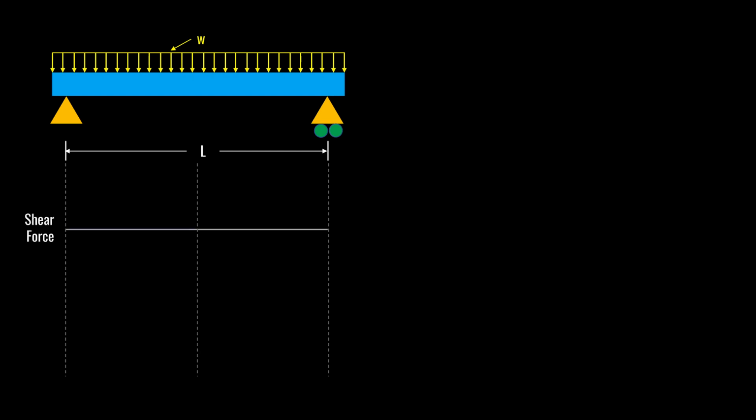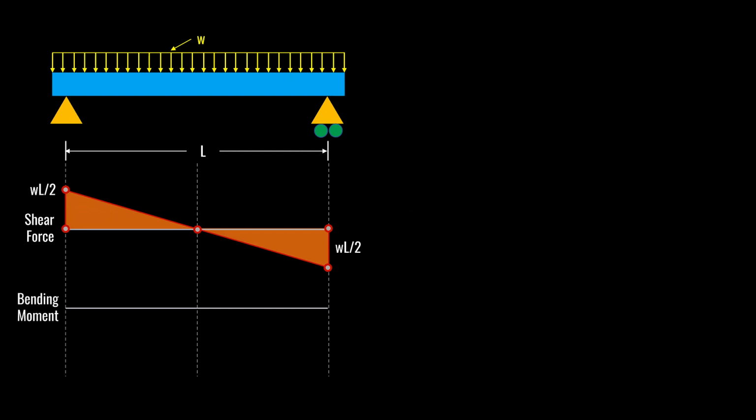Let's draw these lines. So first, the shear force diagram. Shear force will be equal to total load divided by 2, which is WL over 2. Because this is a distributed load, the shear force is going to be 0 at the center. It will go down again, then we will have minus WL over 2. And finally, it will reach 0 shear force. Bending moment, we will have maximum bending moment as WL square over 8, where W is the load, L is the span, and 8 comes from the formula.